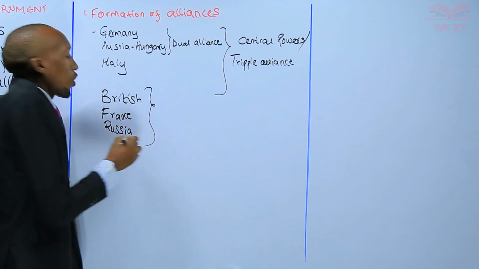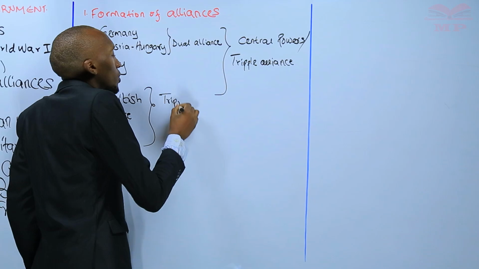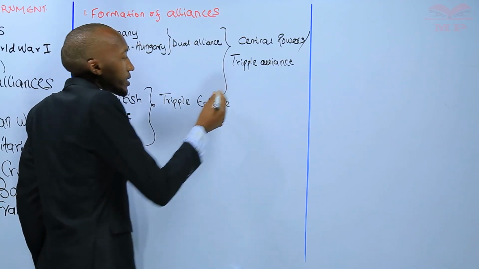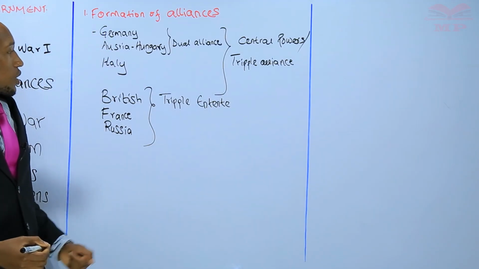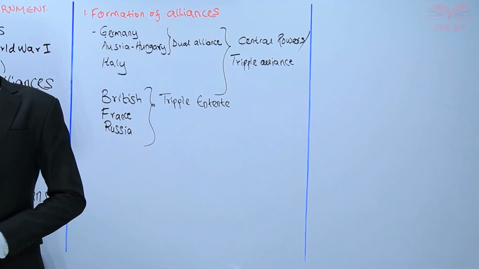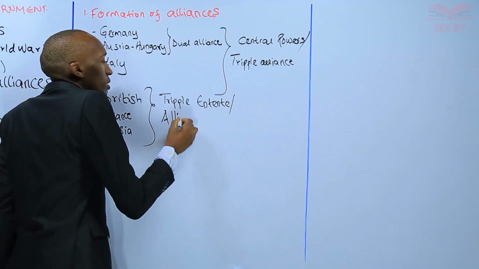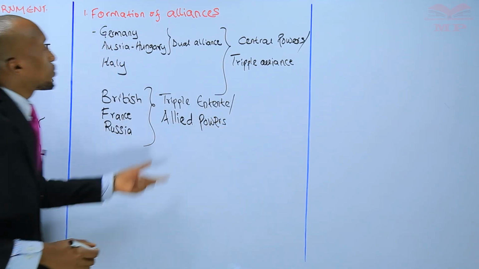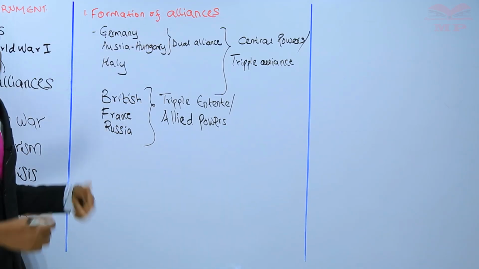So these three also formed an alliance which was referred to as the Triple Entente, or you can call it Entente. This is a French word. They formed the Triple Entente, which were also referred to as the Allied Powers. So this group of countries going against that group, they formed alliances.